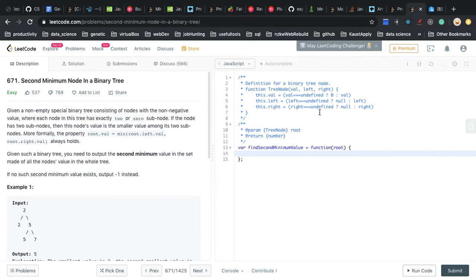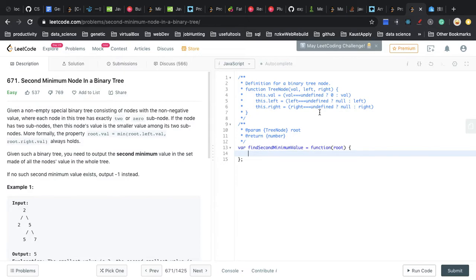So basically, we're given a tree, and for every current node we visit, its subnode can only be equal to or bigger than the current node value. So the subnode is either non-existing, or there are two subnodes. One is equal to the node value, and the second one is bigger than or equal to the node value. And our job is to find the second minimum value in this whole tree.